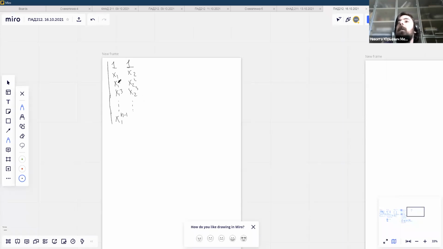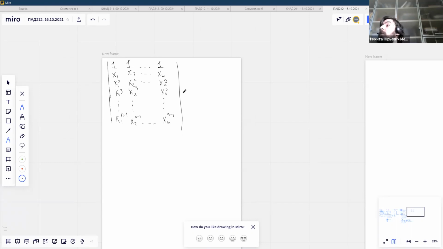So the first column is the first variable x1 in all different powers: the zeroth power, the first power, the second power, the third power, etc., until n minus first. The second column is the same, but with x2, the second variable. The last column is the same for the nth variable. So we have n different variables. And the question is, what is the value of this determinant?